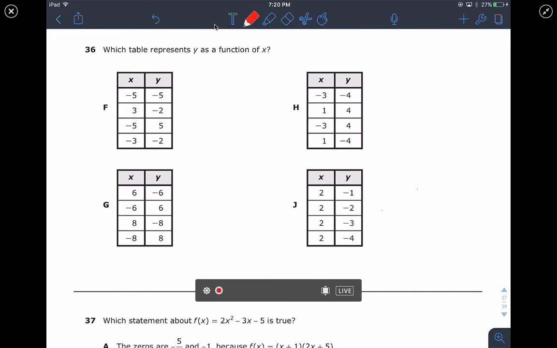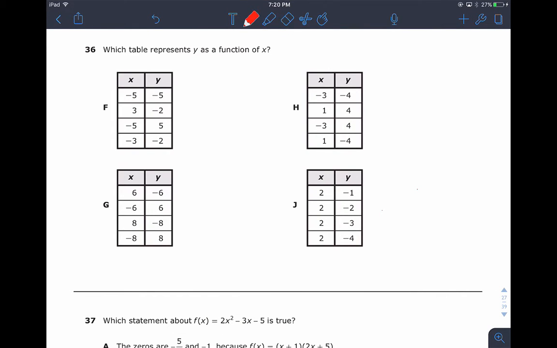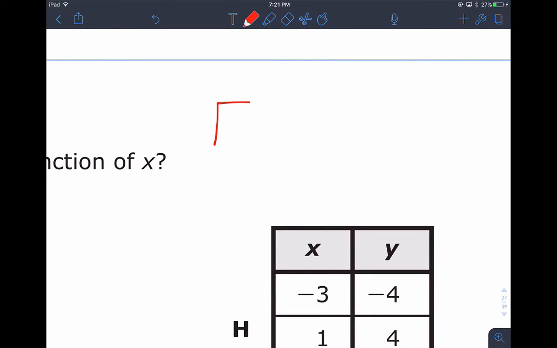All right, here we go. 36, which table represents y as a function of x? All right, this is the classic math problem. They always ask something like this. What's a function? What's not a function?